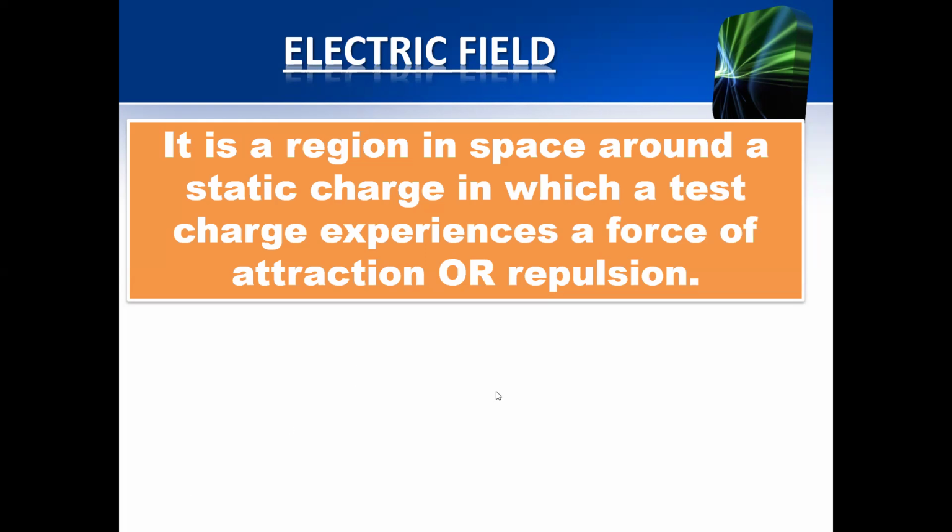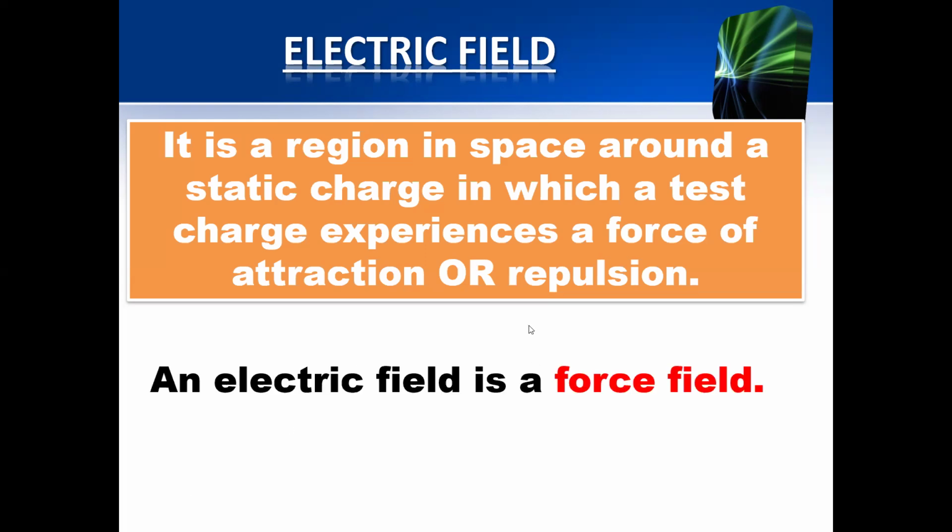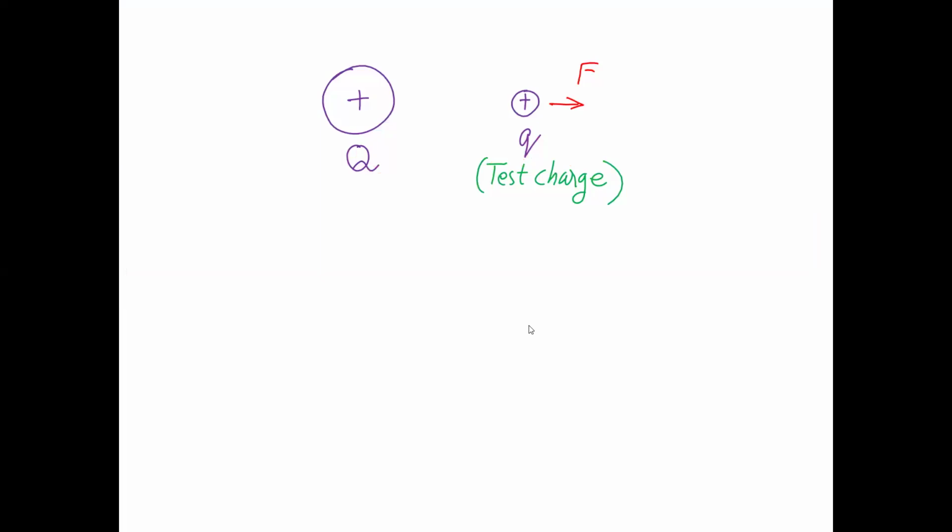Electric field is a force field. Now, how is this field created? You take a positive charge, a test charge. You put it at a place around the charge. You will see a field. That field is called electric field.